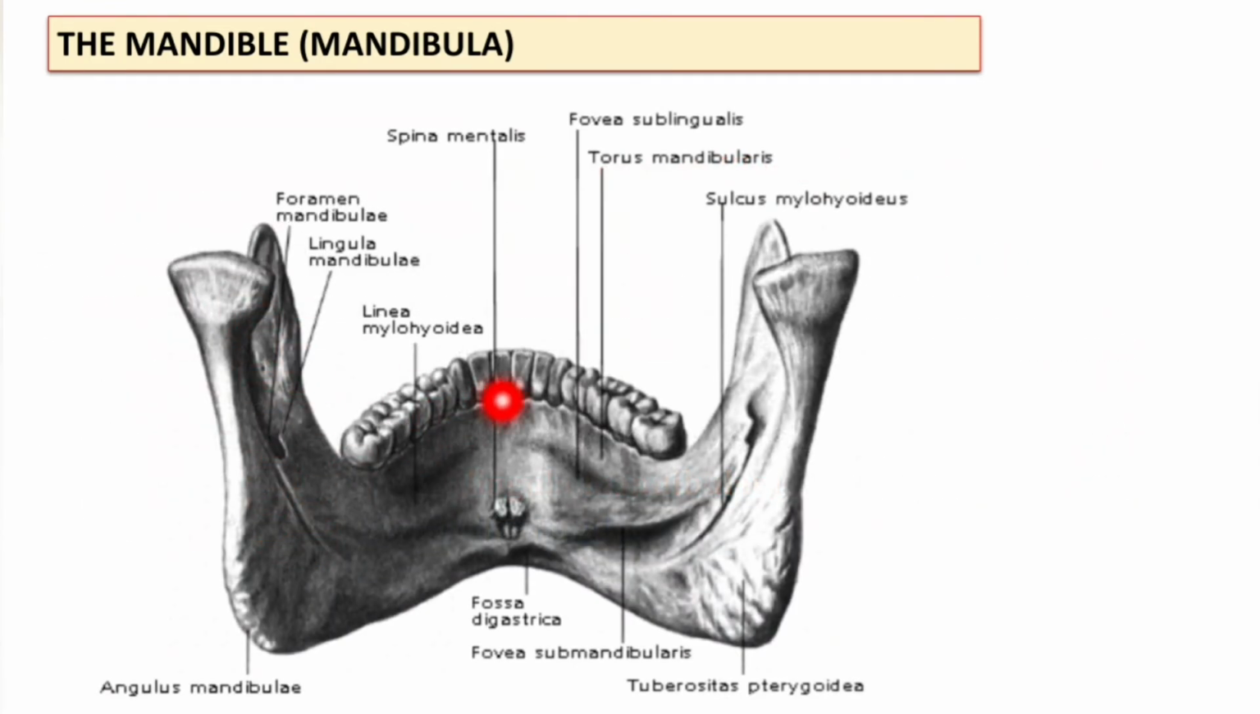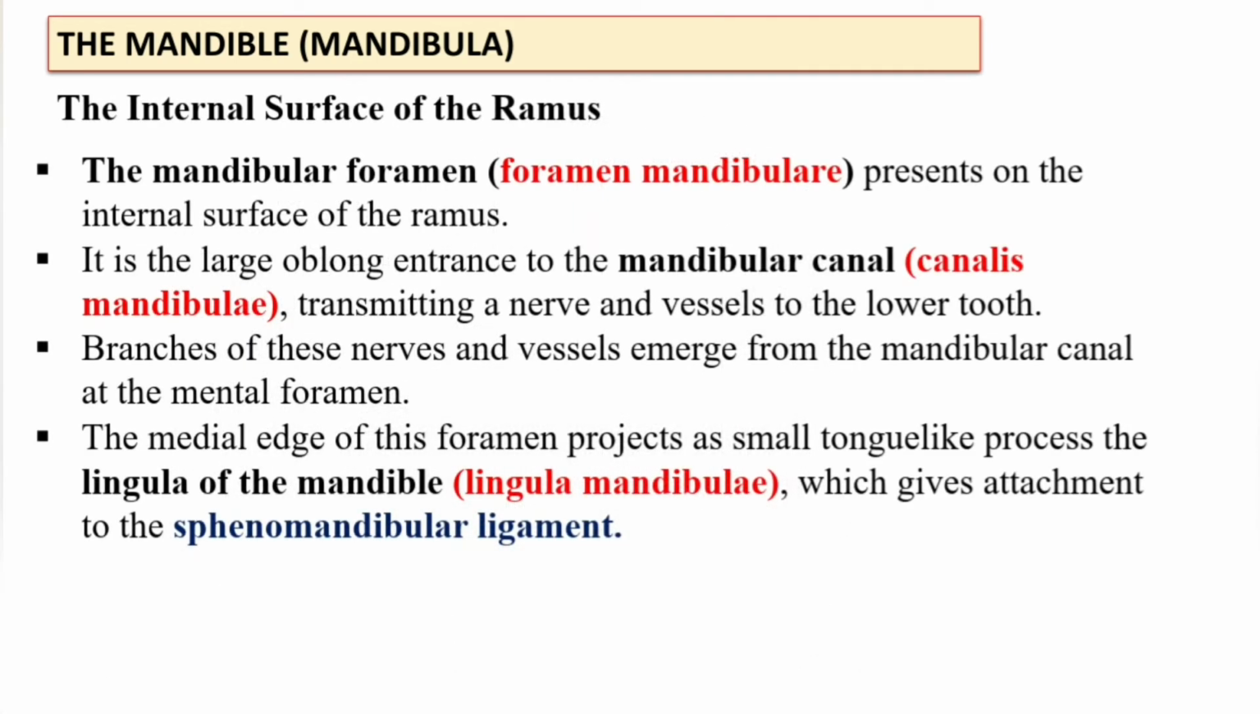This vertical part, right? It has an internal surface and an external surface. The external surface has not so many important things, but the internal surface is very important. Because on the internal surface, you find the mandibular foramen, foramen mandibulare. It is the large oblong entrance into the mandibular canal, canalis mandibulae, transmitting a nerve and vessel to the lower teeth, right? So they have the inferior alveolar nerves and vessels.